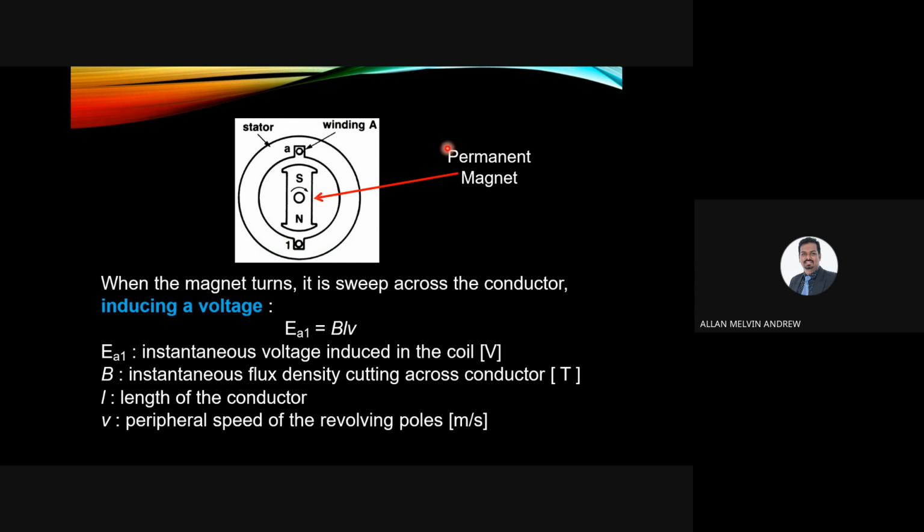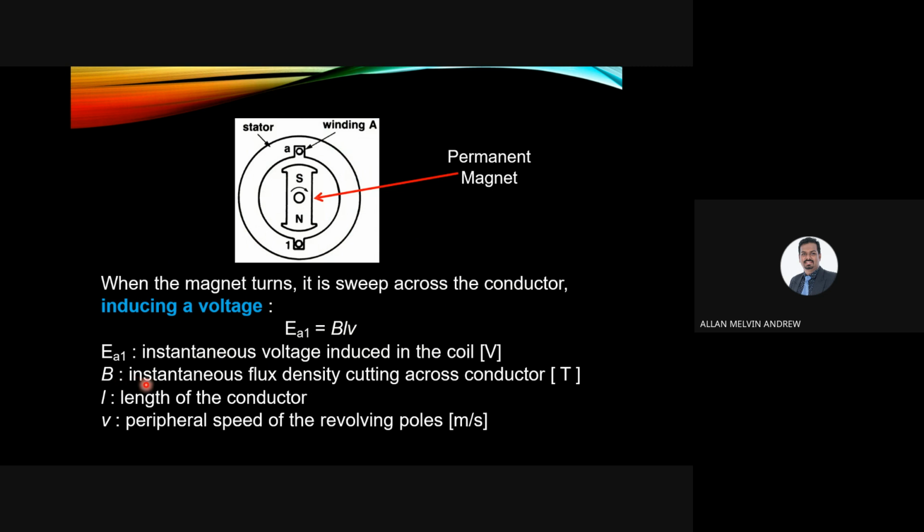We can see this is a permanent magnet. When the magnet turns, it sweeps across the conductor, inducing a voltage. You have a winding with conductors around it, and when the magnet rotates, it cuts the magnetic flux, and because of that, a voltage is induced. The voltage induced EA1 equals BLV, where EA1 is the instantaneous voltage induced.